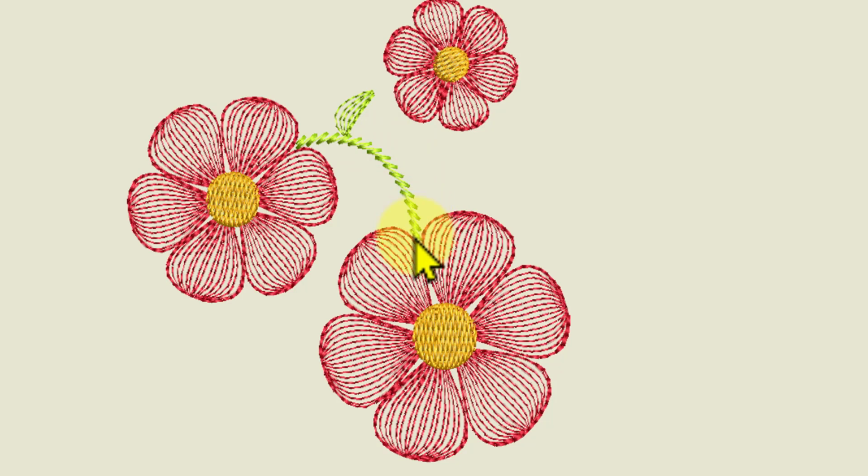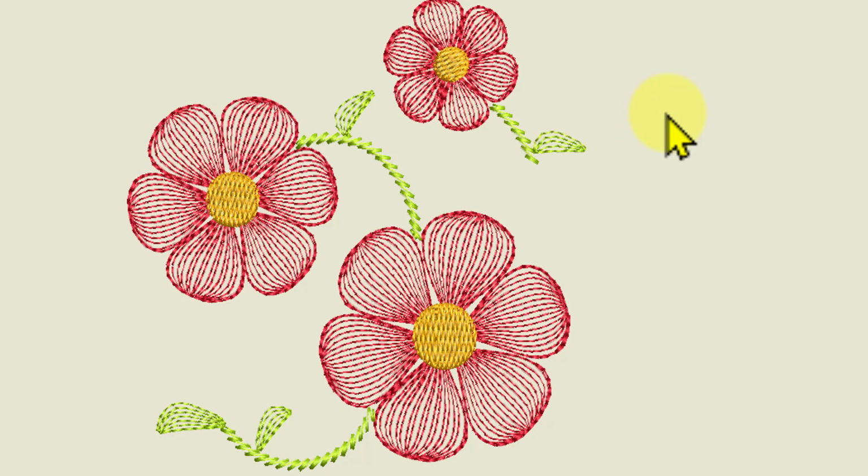So there are no jump stitches from to the leaves. I've eliminated all of those, and it just makes for a much smoother stitch out. Your machine's not tying off unnecessarily, and you get a really nice flow of the stitching. So it actually speeds up the overall stitching and reduces tie in tie offs and just keeps the whole design very neat.